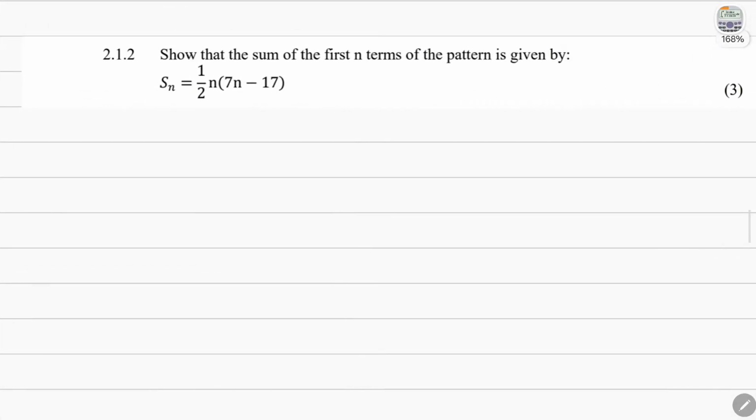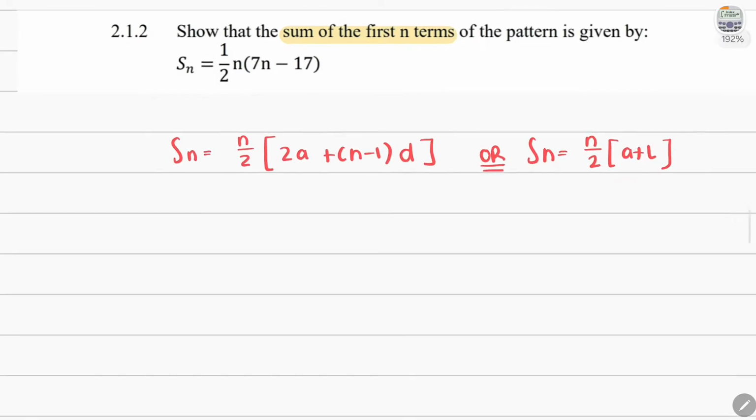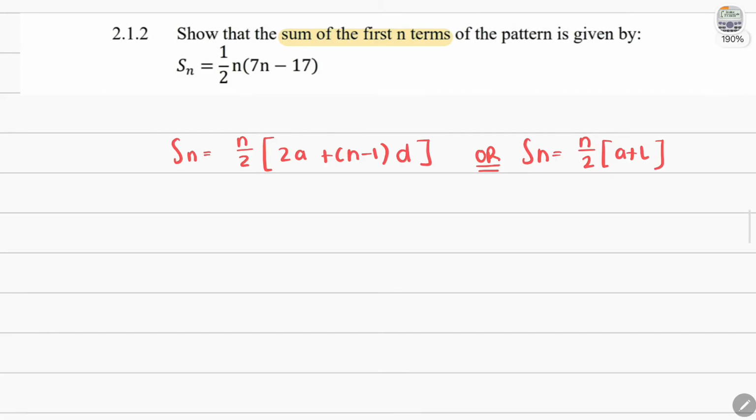Question 2.1.2 says, show that the sum of the first n terms of the pattern is given by this formula. So we need the sum of the first n terms. We could use either of these two formulas, but since we're finding the sum of the first n terms, the last term will just be the nth term, meaning Tn equals a plus n minus 1 times d. So we might as well just go with this one.